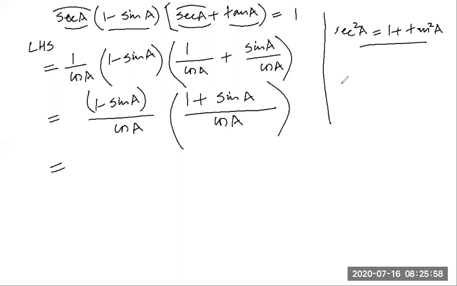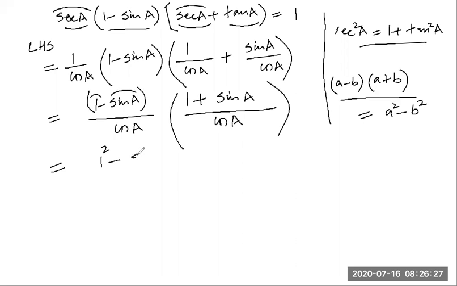Now see students, this is 1 minus sin A into 1 plus sin A. So it's like A minus B into A plus B. Tell me students, this is equal to A square minus B square. Very right, Harpal Singh. So what will it become? What is the first term? 1. 1 square minus, what is the second term? Sin A. And what is the square of that? It will be sin square A. So what is on the bottom? Cos A into cos A, cos square A.